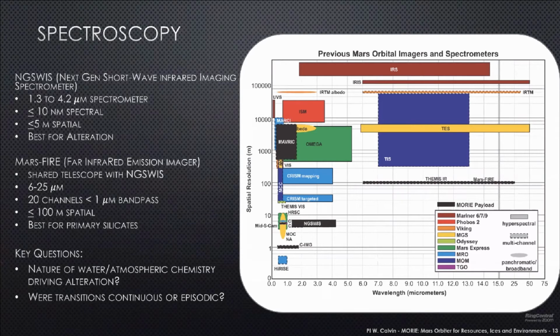Next generation shortwave infrared imaging spectrometer from 1.3 to 4.2 microns, spectral resolution less than 10 nanometers, 5 meters spatial resolution, as this region is best for alteration. The image on the right shows the spectral sensing history of instruments at Mars with the vertical axis. This is a step up from current CRISM targeted observations and covering these wavelength ranges, which are critical for alteration.